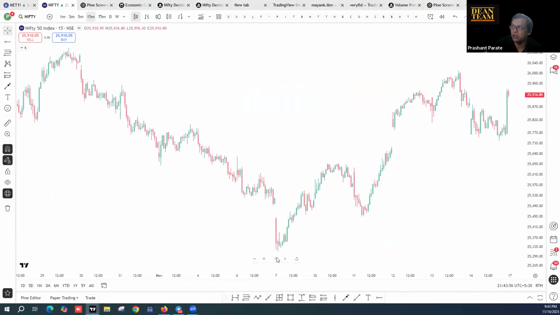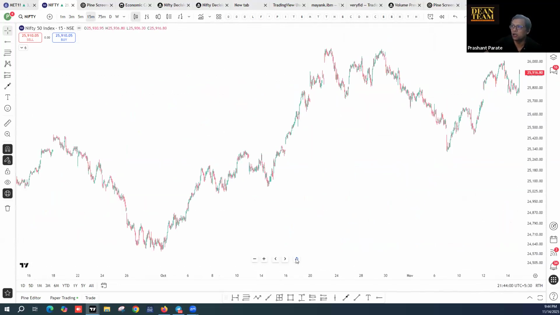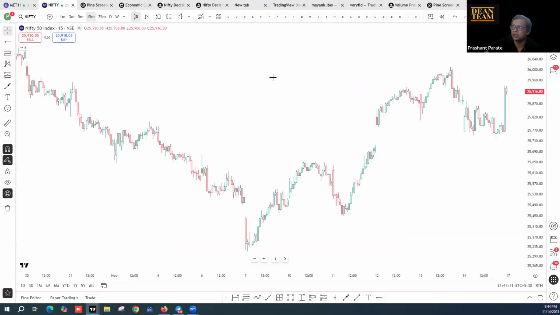So as I explained, I use this. If it is zoomed out too much, then just click here. This at the bottom, do you see this half circle? Just click there, or there is Alt plus R. If you press that, it will reset the chart. So this is one thing.